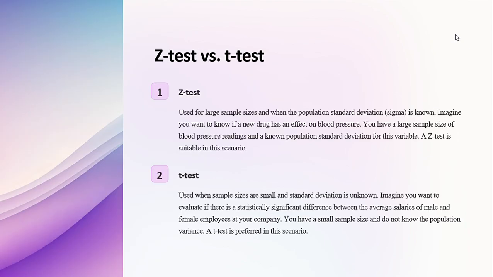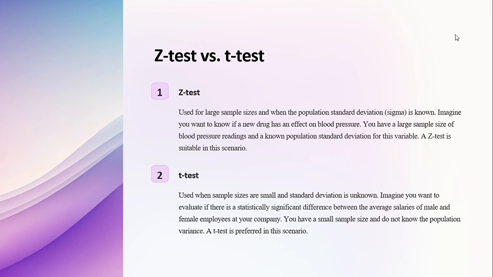Starting from z-tests against t-tests: by z-tests, we mean a statistical approach which is used for large sample sizes and when the population standard deviation is known. For instance, imagine you want to know if a new drug has an effect on blood pressure. You have a large sample size of blood pressure readings and a known population standard deviation for this variable. A z test is suitable in this scenario.